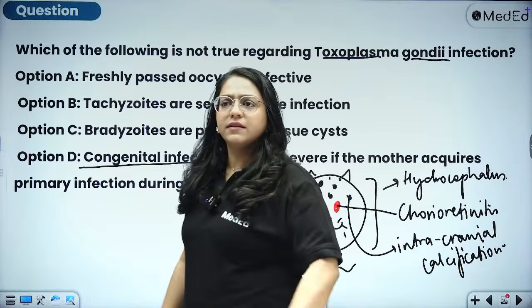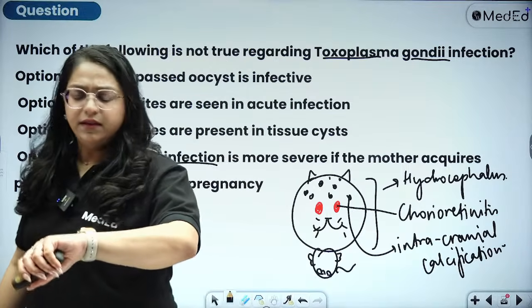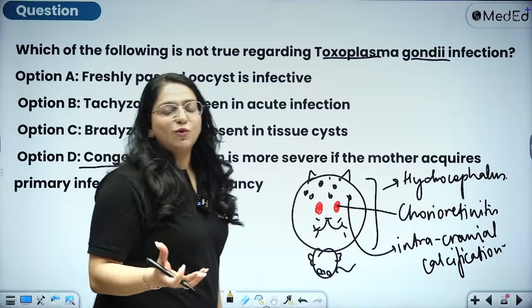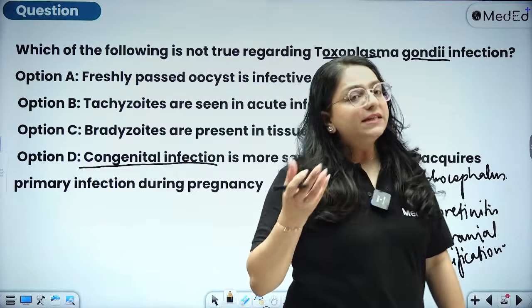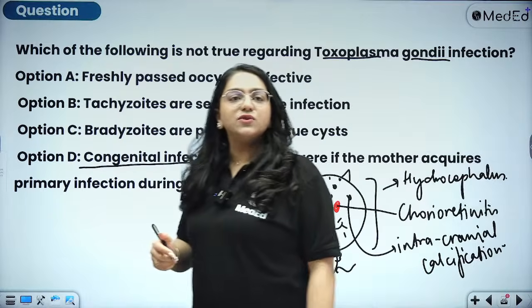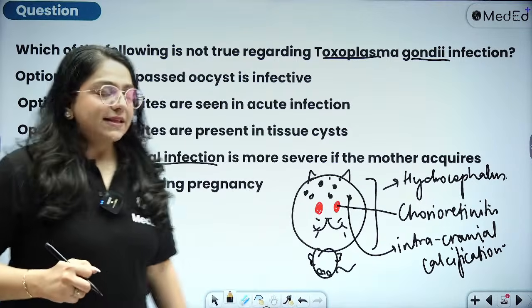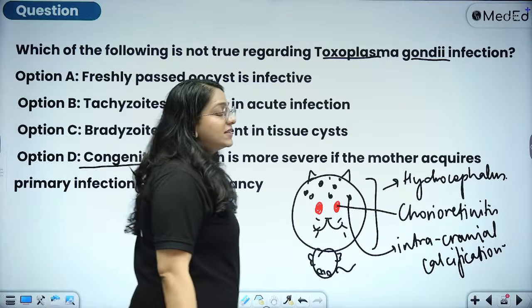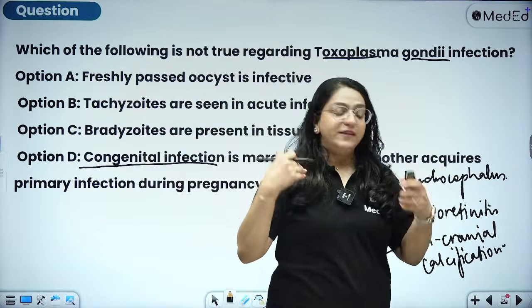Why the cat? Because cat is the definitive host for toxoplasma, man is the intermediate host for toxoplasma. 3 stages are there: tachyzoite, bradyzoite and yes, correct. Tachyzoite, bradyzoite and oocyst stage is there. Oocyst stage is the stage which is passed in the feces of the cat.